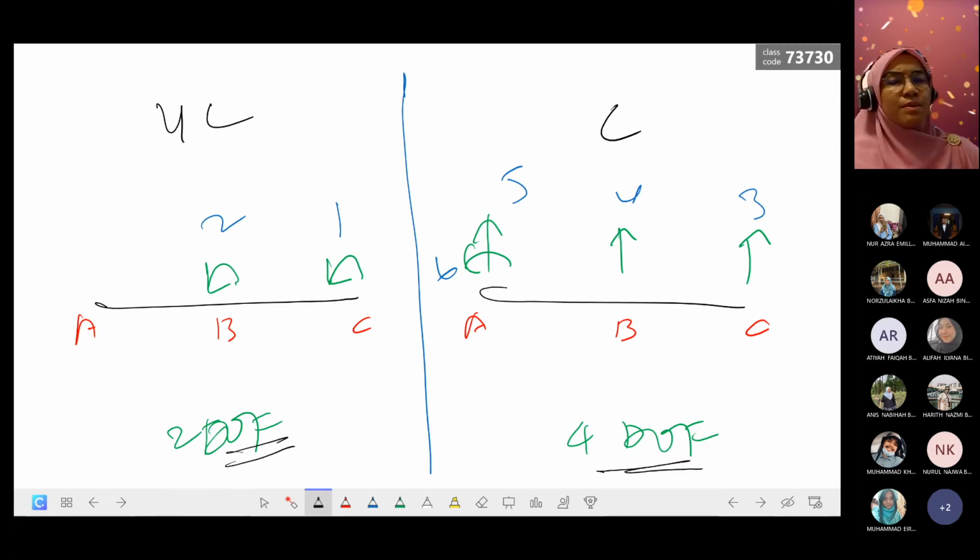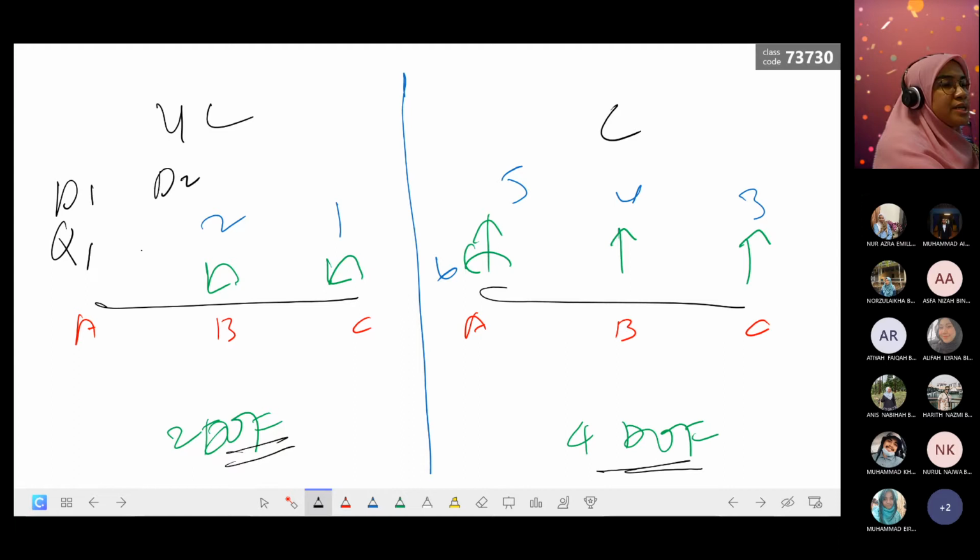So 1, 2, 3, 4, 5, 6 pada beam ni semua ada definition. Okay, 1 dan 2 Z tu, Z ni akan jadi D dan juga Q. Dia akan jadi D1, D2. Dia akan jadi Q1, Q2. Okay, siapa tahu D1, D2 represent apa?